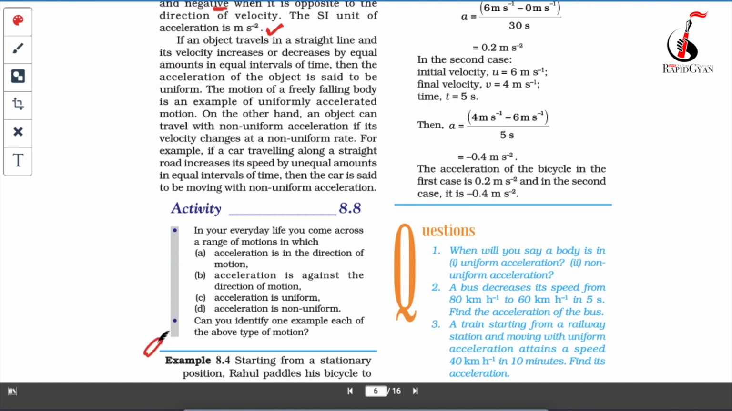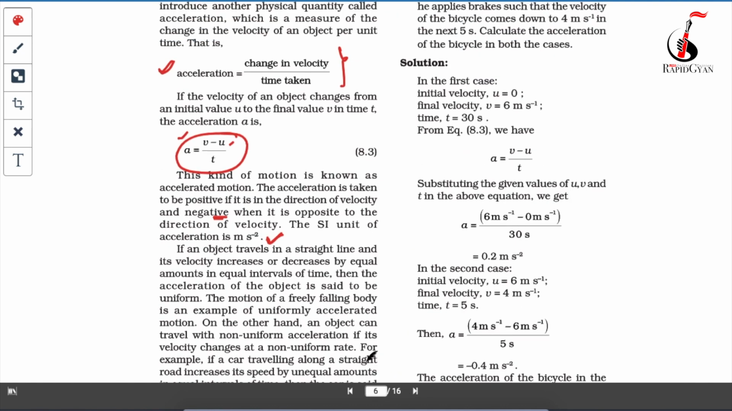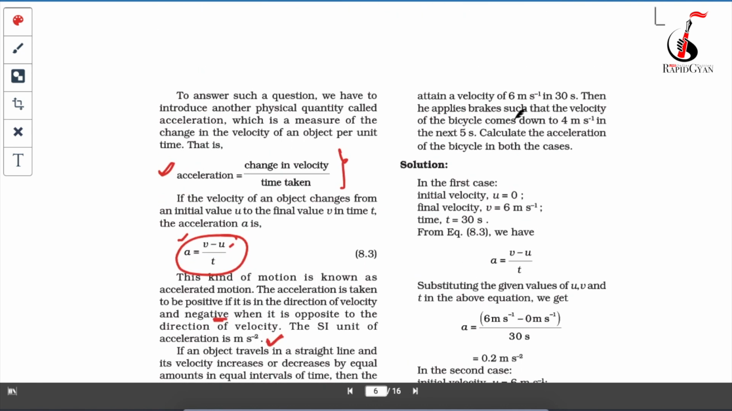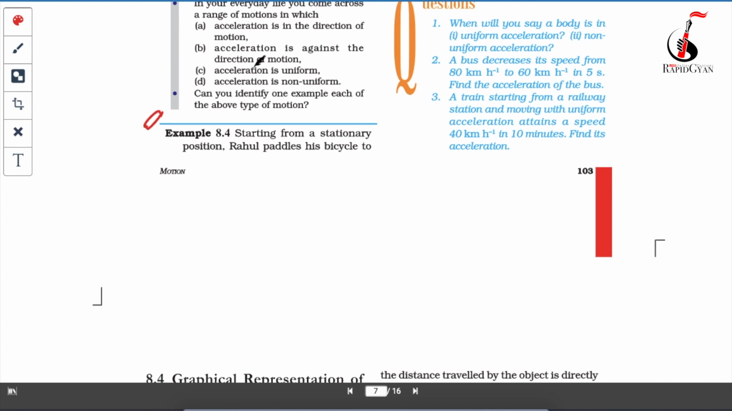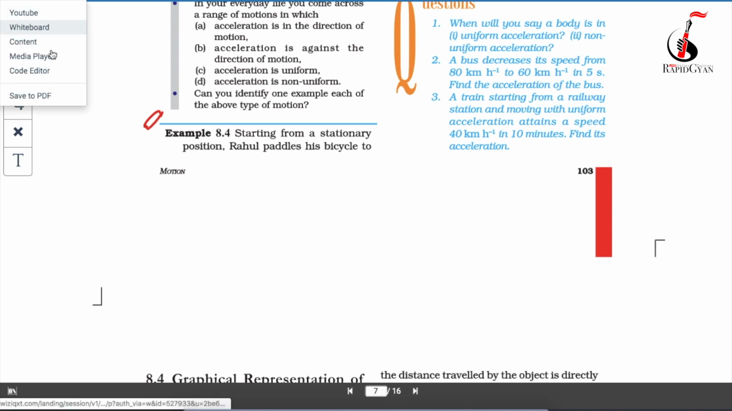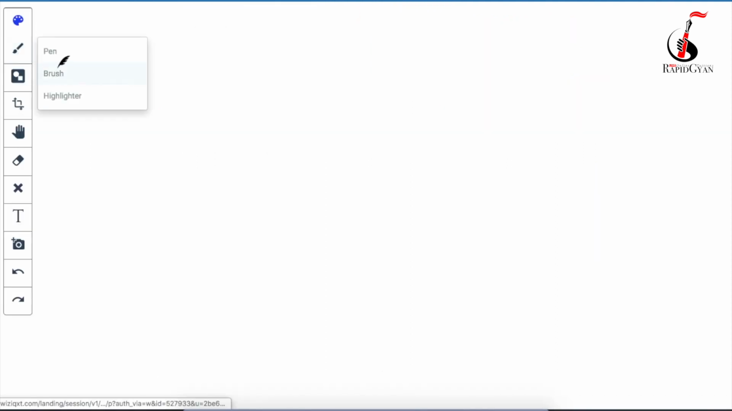Example 8.4. Starting from a stationary position, Rahul pedals his bicycle to attain a velocity of 6 meter per second in 30 seconds. See here, beta, always read the question very carefully. What is the question saying? Starting from a stationary position. So starting from a stationary position means what will be the initial velocity? Initial velocity will be 0 in this case. So I will say u is equal to 0 meter per second.